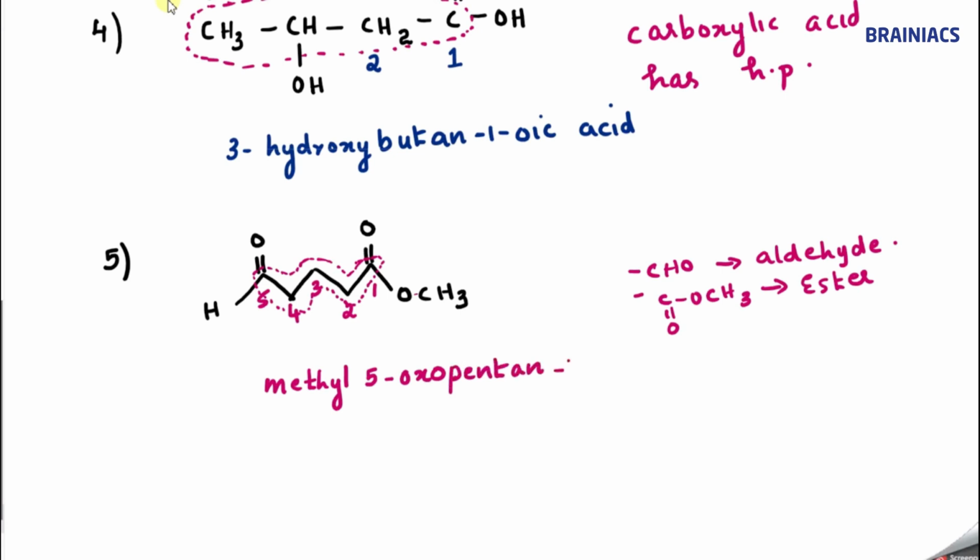At first position you have ester, so oate will come, correct? So either you can say methyl 5-oxopentanoate or methyl 5-oxopentan-1-oate. Understood? So very, very important, please go through these examples, and if you have any doubt, feel free to ask.